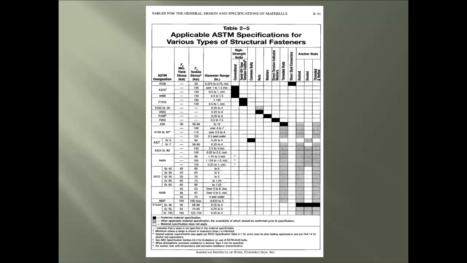Now let's review the different fasteners that are provided within this table. First are the high strength bolts covering the conventional and twist off type. Second are common bolts and nuts. Third are washers, both the common washer and direct tension indicators. Fourth are threaded rods. Fifth are shear stud connectors. And lastly are the anchor rods, which have either a hook, headed, or threads plus nut for an end.